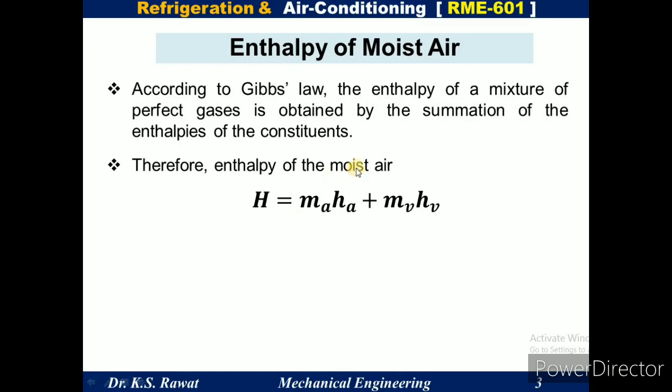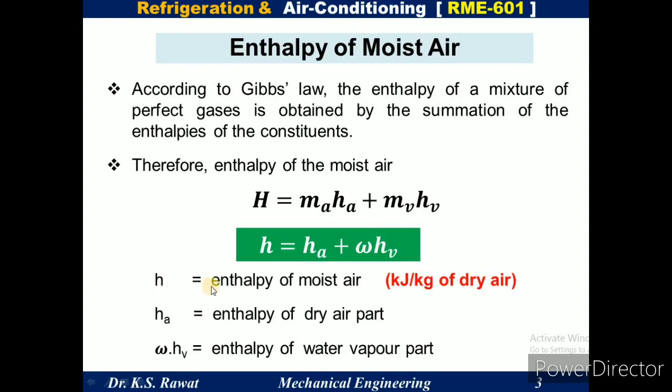So the specific enthalpy of moist air per unit of dry air can be written like this. We divide this equation by MA. So we have specific enthalpy of moist air, h, equals HA plus MV by MA times HV. MV by MA is the specific humidity, omega. So we have omega HV. So h is the enthalpy of moist air, kilojoule per kg of dry air, HA is the enthalpy of the dry air part, and omega HV is the enthalpy of the water vapor part or moisture part.